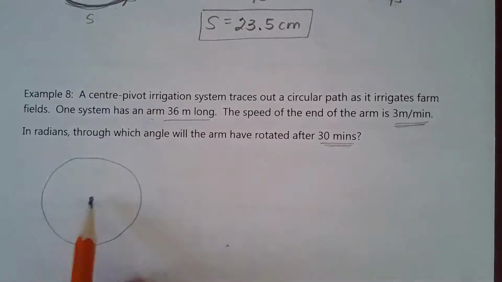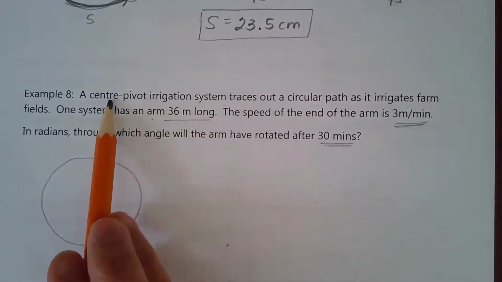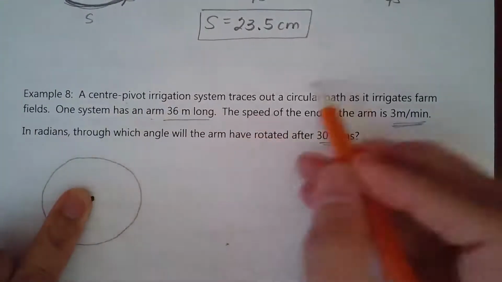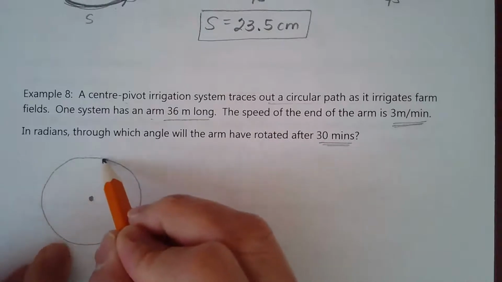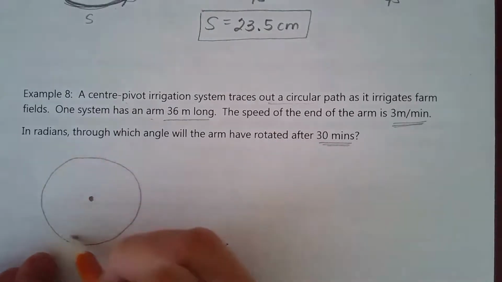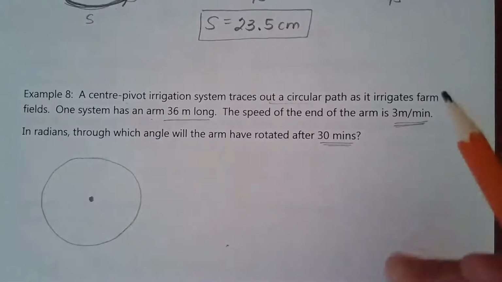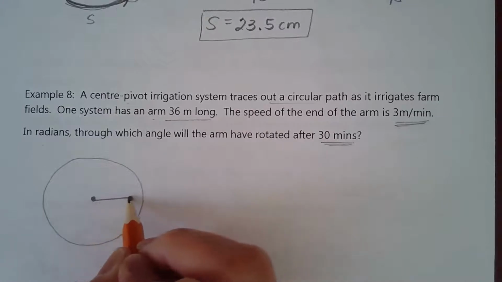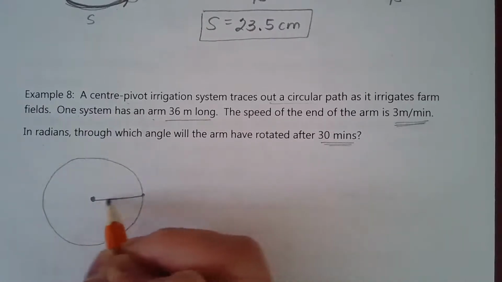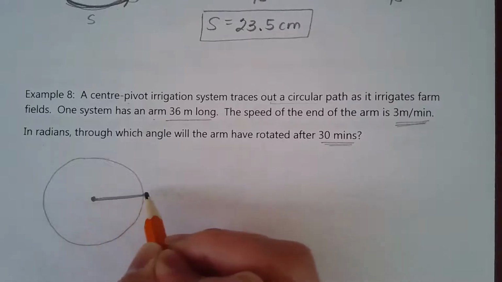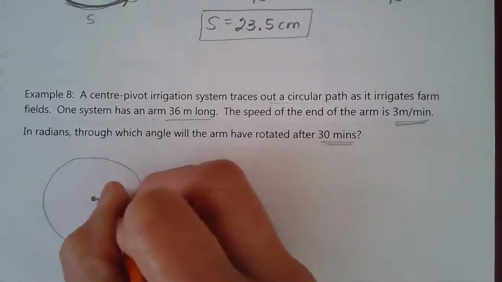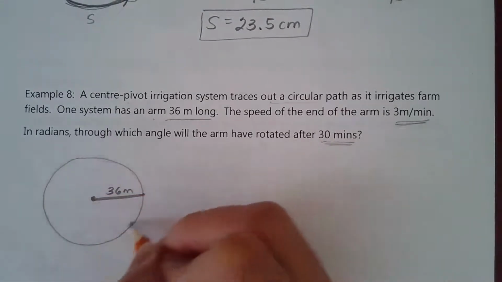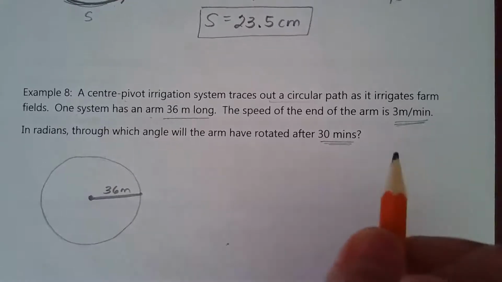That's where the water is coming from. And it pivots, which means it turns. It's around there, and it traces a circular path. It shoots water that way. And it says here, one system has a 36 meter long line in here, and it traces the path there. Okay, that's pretty big.